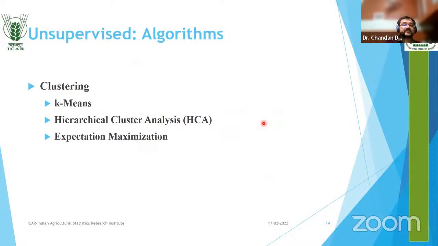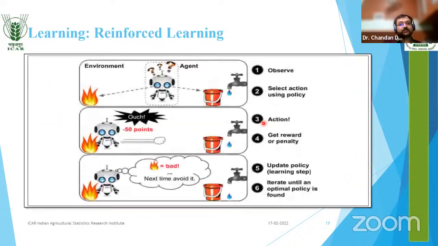So some of the unsupervised learning algorithms are the k-means algorithm, hierarchical cluster analysis, and EM, expectation maximization.